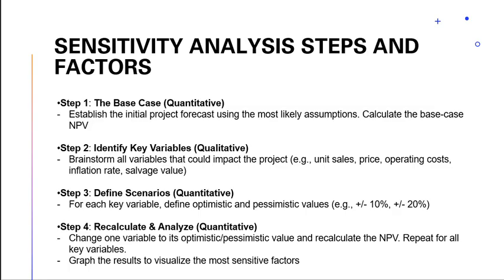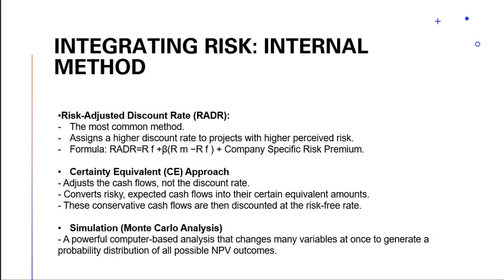After identifying these variables, we go back to the numbers. We define a range of outcomes, which includes optimistic and pessimistic for each one. Finally, we recalculate the project's NPV over and over, changing one variable at a time. The variables that cause the wildest swings in NPV are the ones we need to watch most closely.